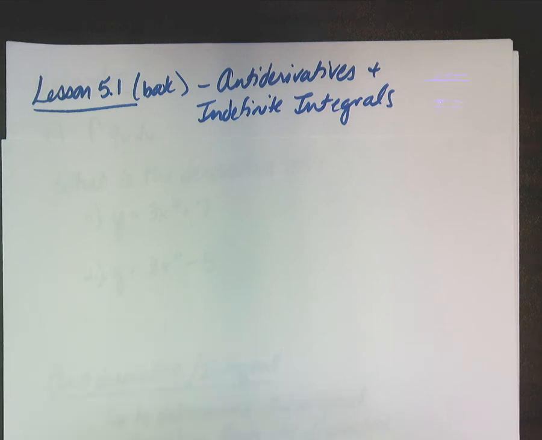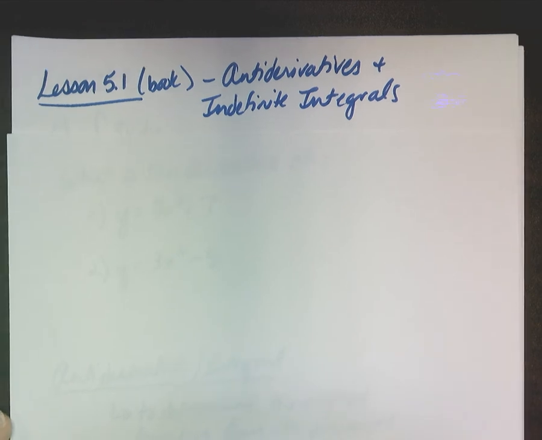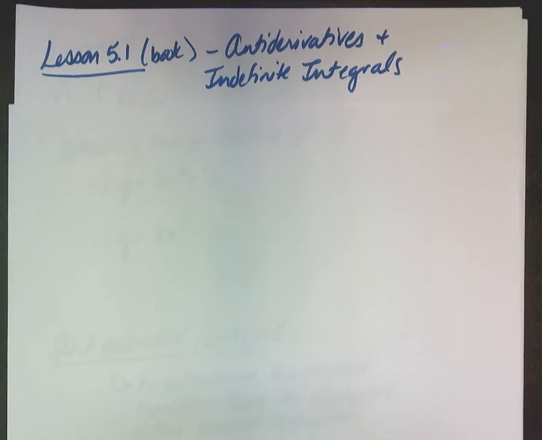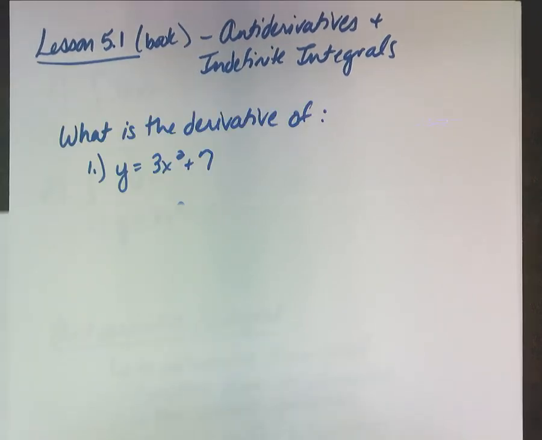Anyway, let's get started. I've already pre-written these, so I got 10 examples to do. Hopefully I can do it in under 10 minutes. First things first. What's the derivative of these two? What's the derivative of 3x squared plus 7?